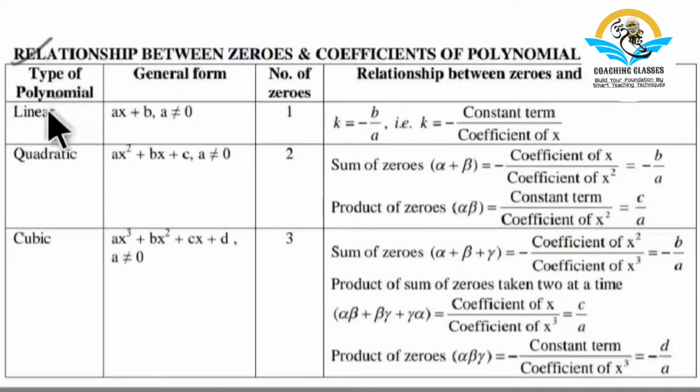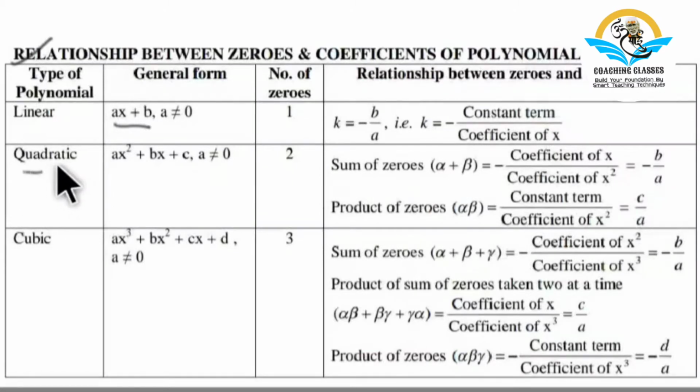Now the relationship between zero and coefficients of a polynomial. If the type of polynomial is linear, the general form of a linear polynomial is ax plus b, where a is not equal to 0. The number of zeros is 1, because you can see that the degree of this polynomial is 1. The relationship between zero and coefficients is k equal to minus b by a, or you can say k equal to minus constant term by coefficient of x.